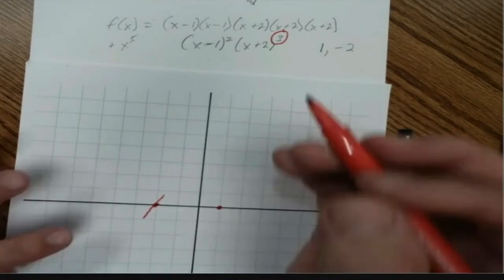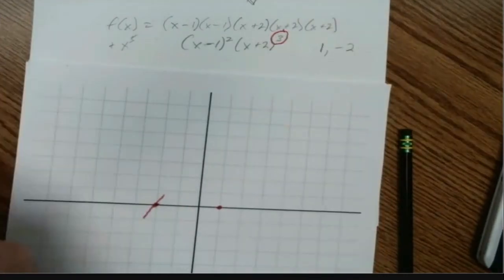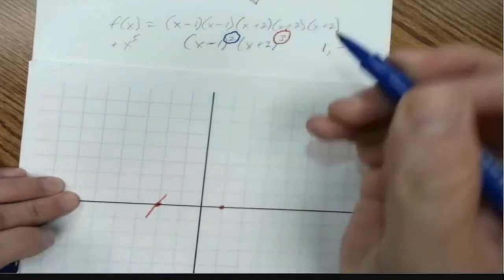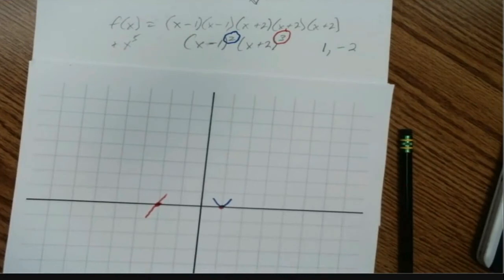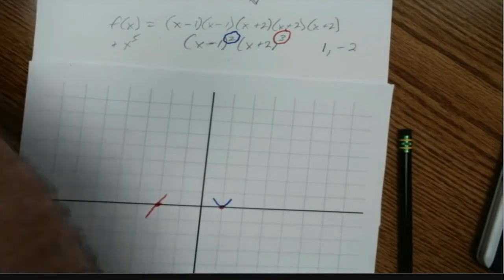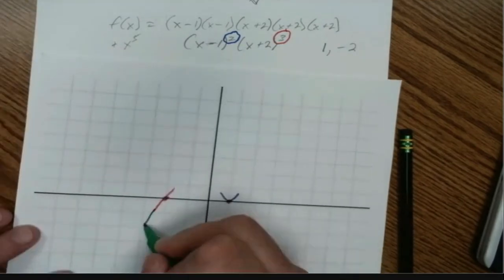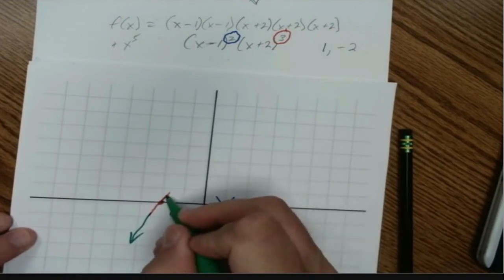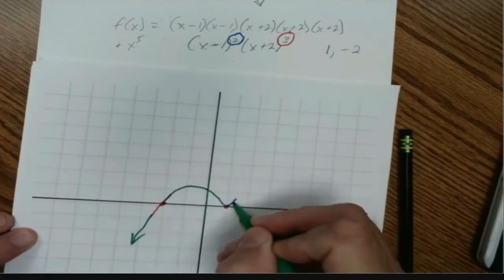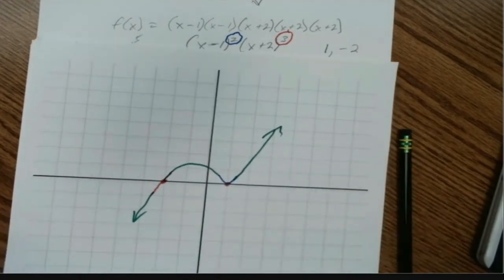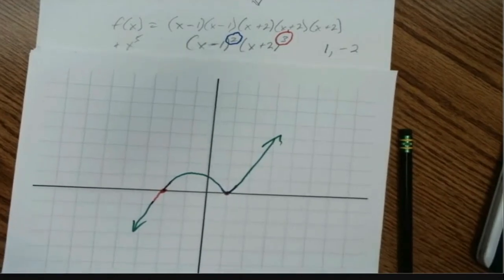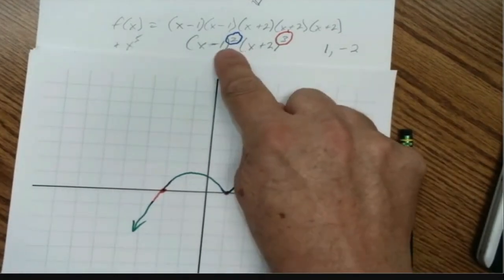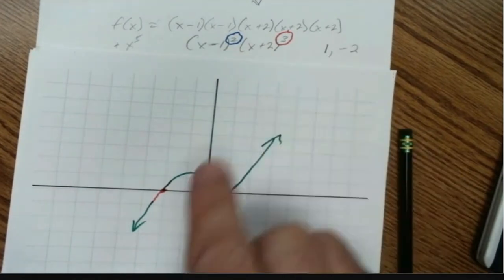But since this one, and I'm going to put this in blue, is even, it's not going to cross. It's going to bounce. So if we complete this graph, let's do it in green. We know that this is going to keep going down. This is going to come back and connect into here, and then this is going to go up. The graph is going to look similar to that. This is just going to bounce off the x-axis because there are 2 zeros at 1. Since there's an even number, this bounces.